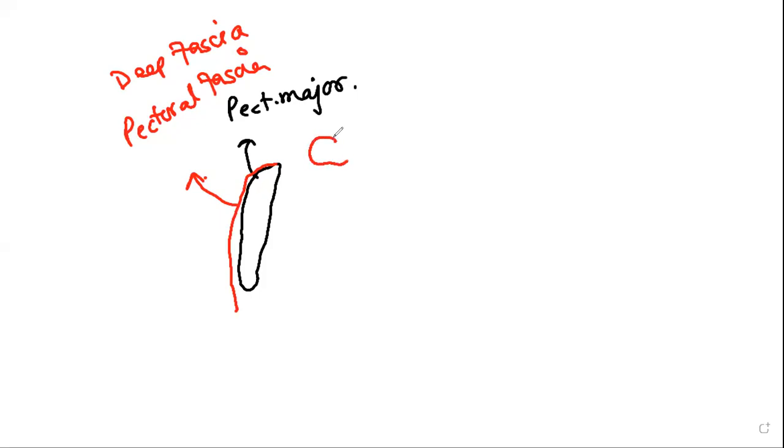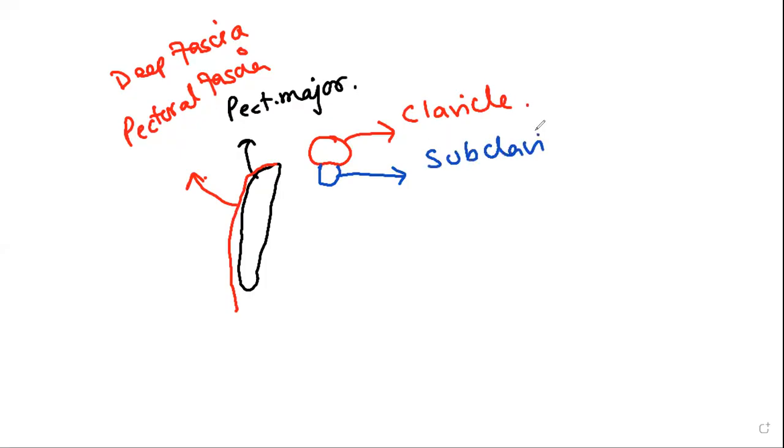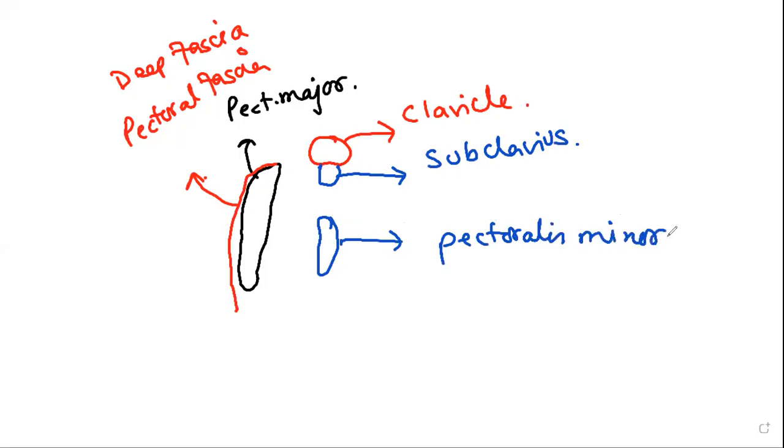Now see here. Now I am drawing here the clavicle bone. So this is your clavicle bone. Now under the clavicle bone, you have this muscle present. This muscle is known as subclavius muscle. And under it, there is one more muscle present. That is your pectoralis minor muscle. Subclavius muscle and pectoralis minor muscle.